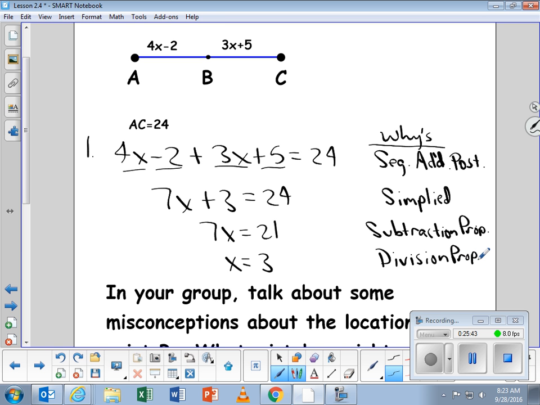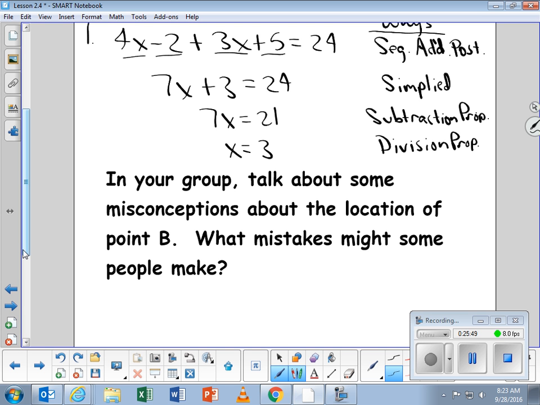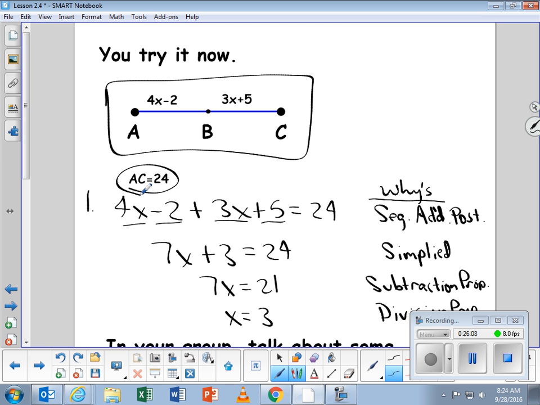Okay, now, this next statement, in your group, talk about some misconceptions about the location of point B. What mistakes might some people make? Meaning, had we not just done one almost identical to this, and they looked at this picture right here, and this is off to the side, and maybe they overlook it. Talk to your group about what misconceptions they might have about the location of point B, and then what mistakes they might make in trying to solve. Okay? I'm going to pause this. I want to give you about 2 minutes.